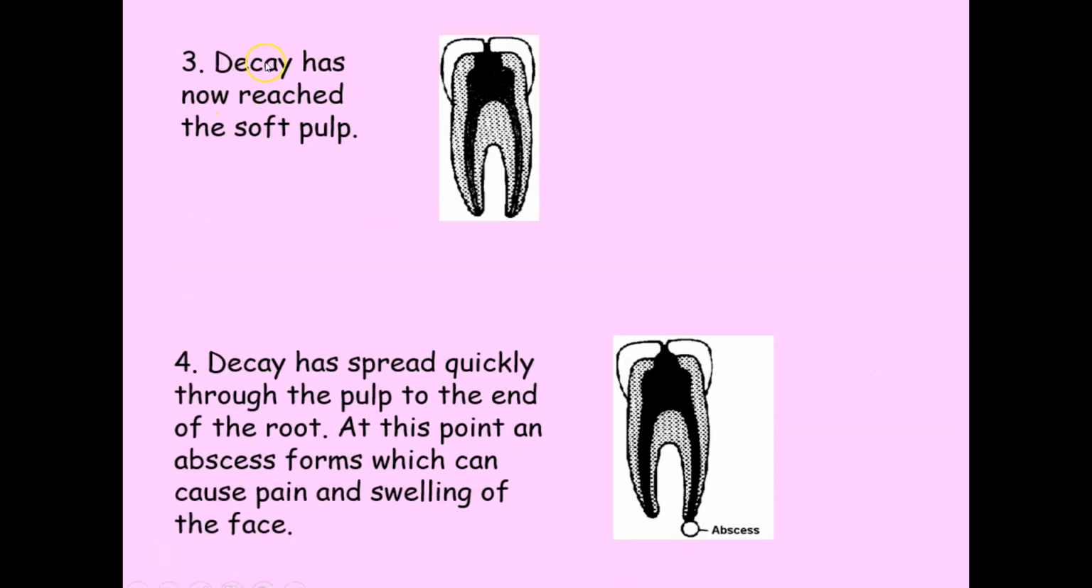Our next diagram shows us that the actual decay has gone all the way down into the pulp, and it spreads so quickly through the pulp to the end of the root.